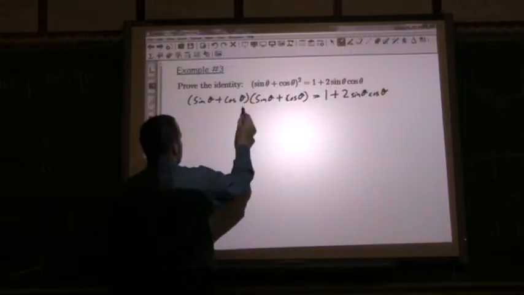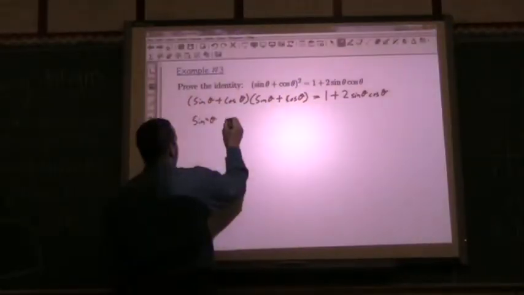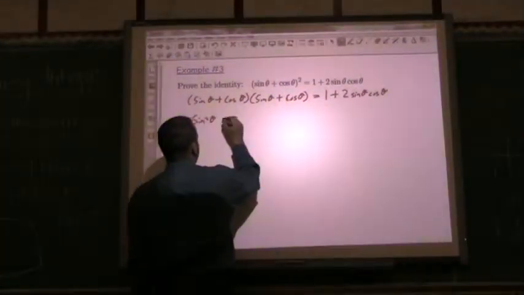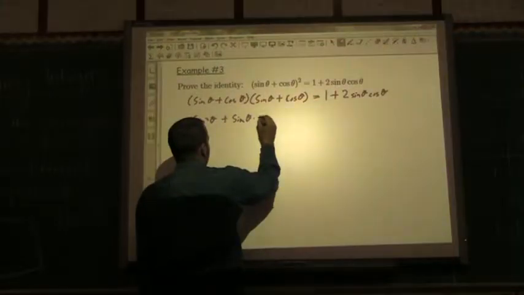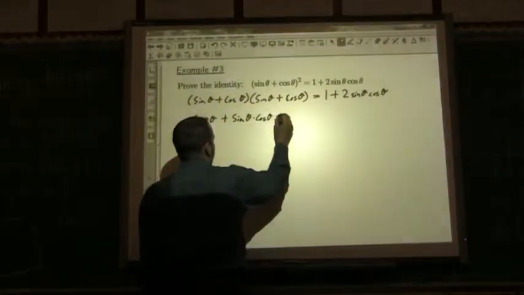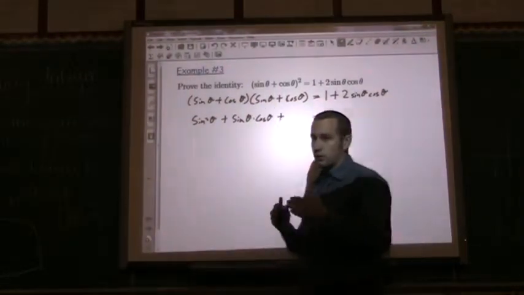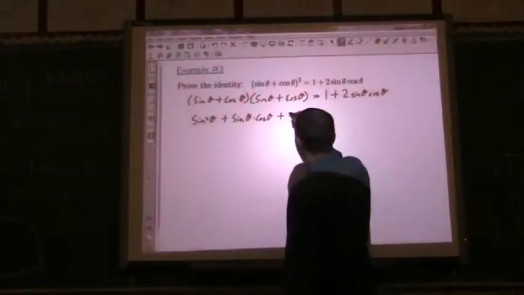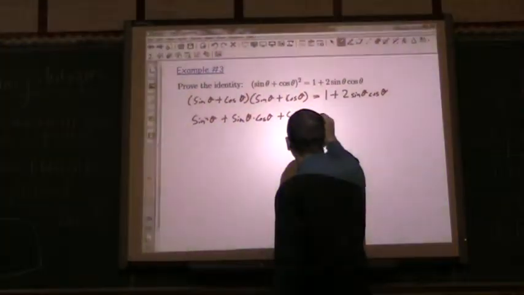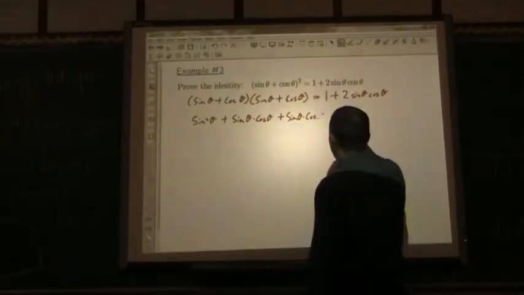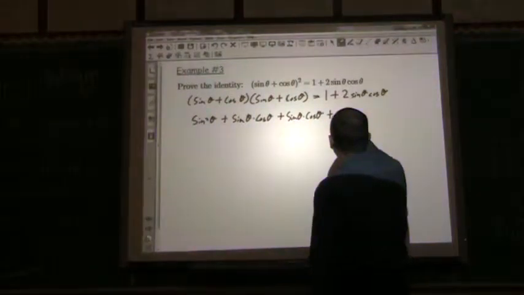Okay, so sine times sine, which gives me sine squared theta. Sine times cos, so can't do anything other than make it sine theta times cos theta. Plus another cos times sine or sine times cos. Okay, it doesn't matter the order, so I'm going to write it down the same order as this, and then we'll put them together. Okay, and then finally, cos times cos, which gives me cos squared theta.